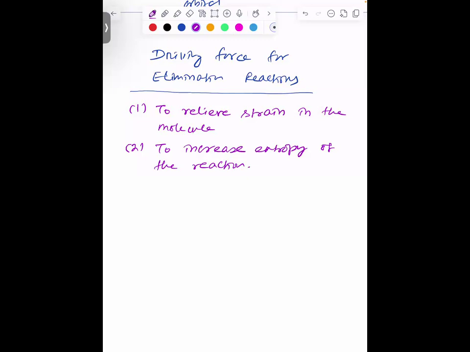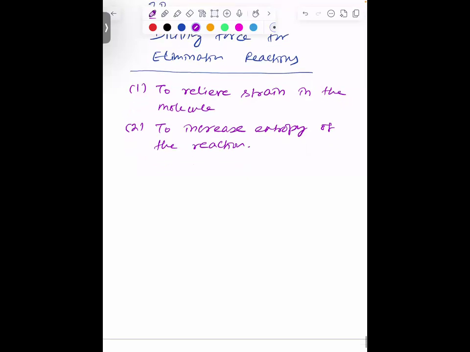What is the first one? To relieve strain in the molecule. The molecule strain will decrease. Okay. Second, entropy positive. Entropy increase means positive. Now we can take one example.